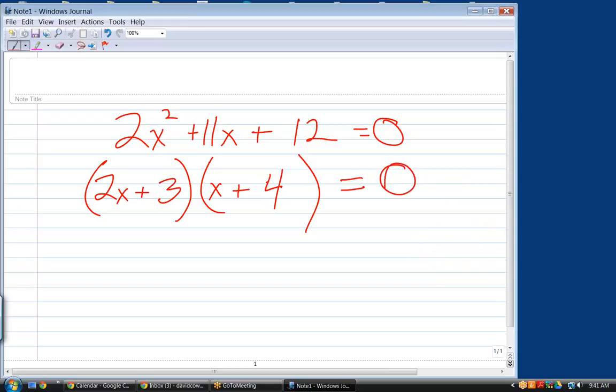What does it mean when two things multiplied together are equal 0? One of them has to be 0? Yeah, or actually, we're going to let either one of them, in other words, we're going to let both of them be 0 and come up with two solutions. So one solution is going to start with 2x plus 3 equals 0.